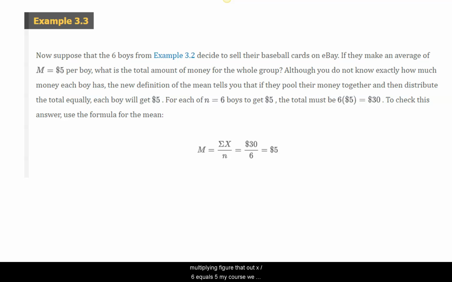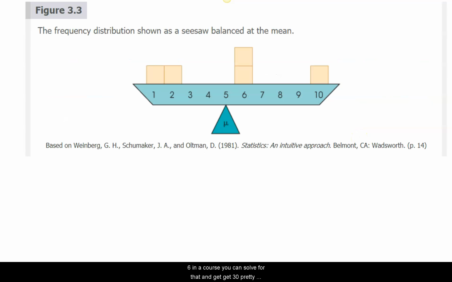X over 6 equals 5. And of course, we would know that's 30. You can just sort of act as a detective. And you might remember cross multiplication from algebra. It would be 30 times 1 equals 5 times 6. Or X times 1 equals 5 times 6. And of course, you can solve for that and get 30 pretty easily.